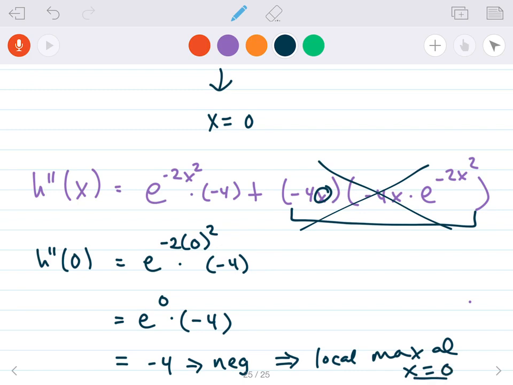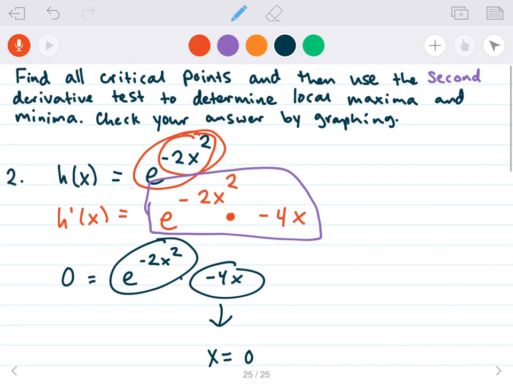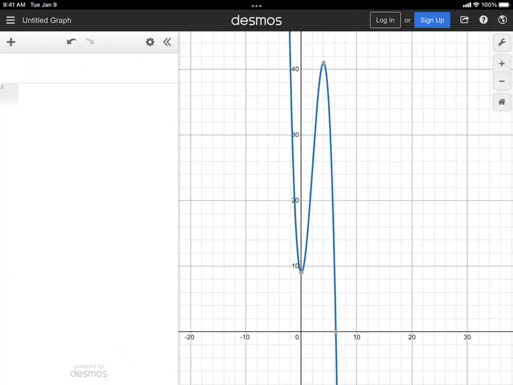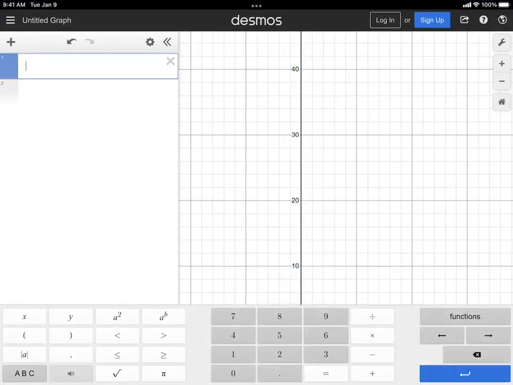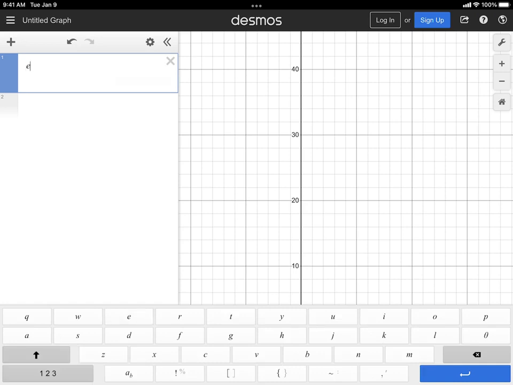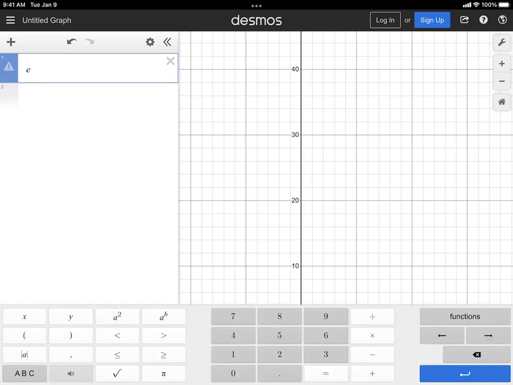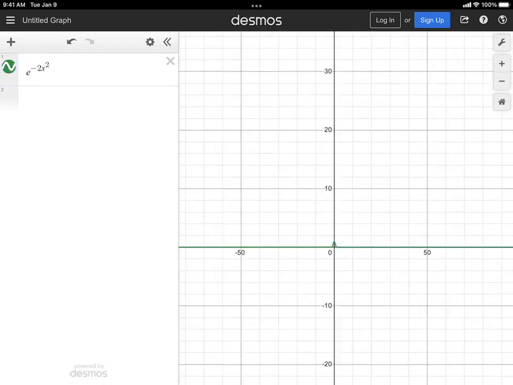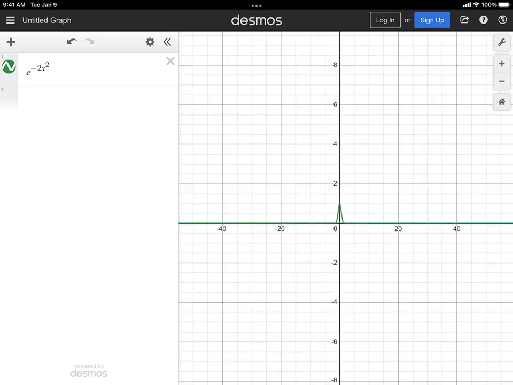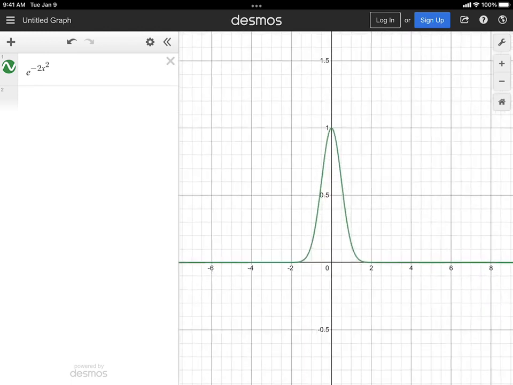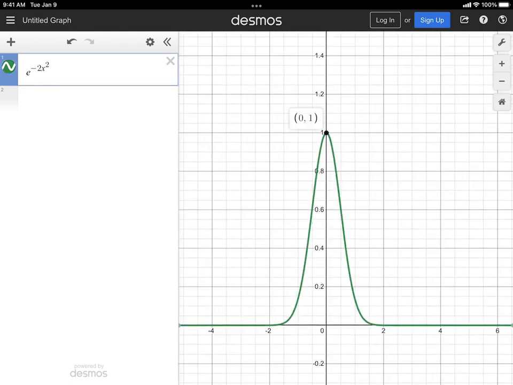Let's check it out. So our original function, e to the -2x squared. Look at that. Isn't that cute? And yeah, we have a local max right there. We can see it.